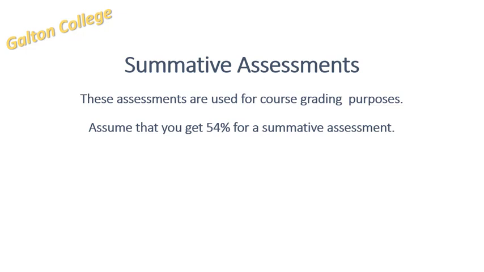Assume you get, let's say, 54% for a summative assessment, or if it's marked alphanumerically, you could get an A or a B or a C or an E or an F or whatever. Whatever the grade is given, if it's a summative assessment, it's taken into account. That goes on the record. That's your performance on the course. So it is important for grading purposes.